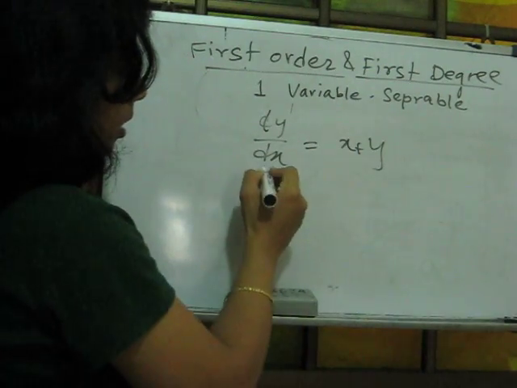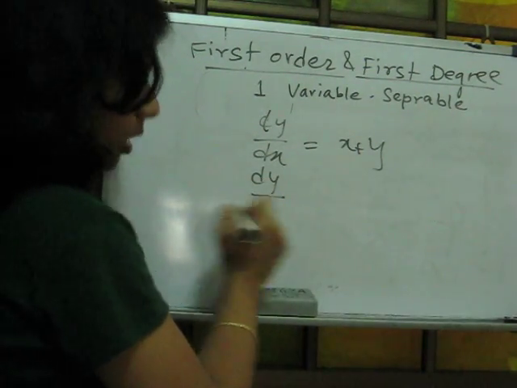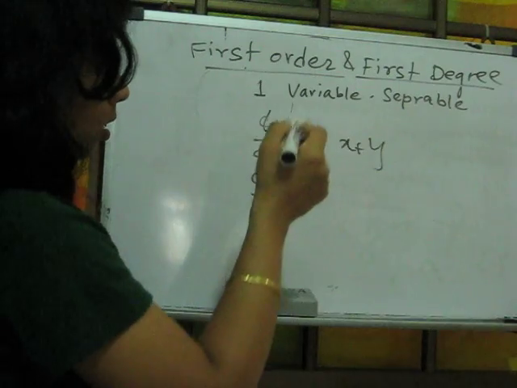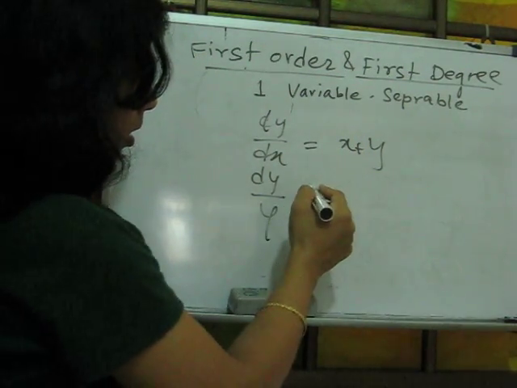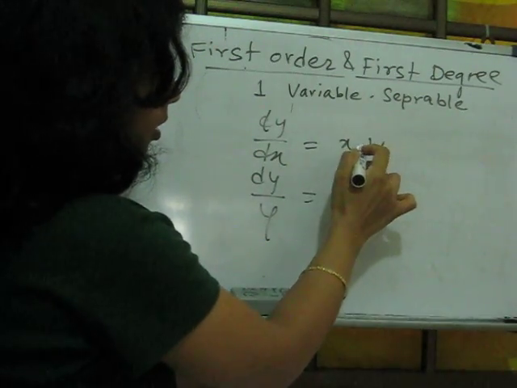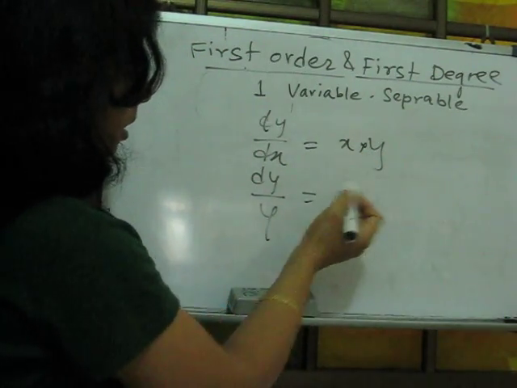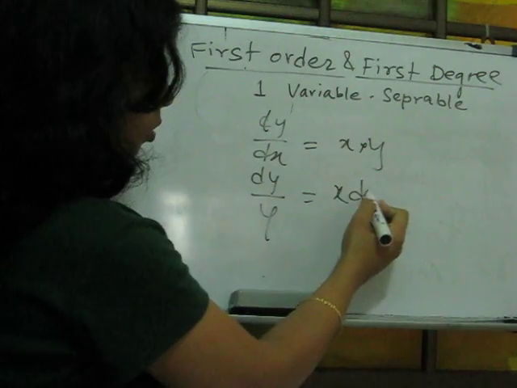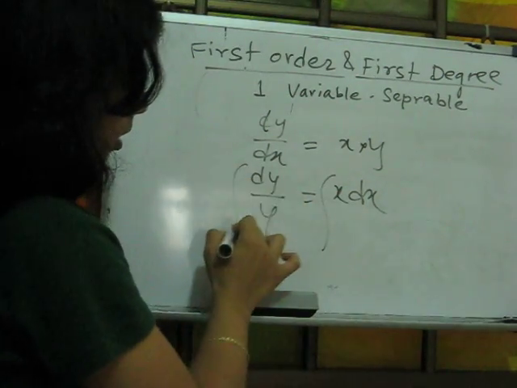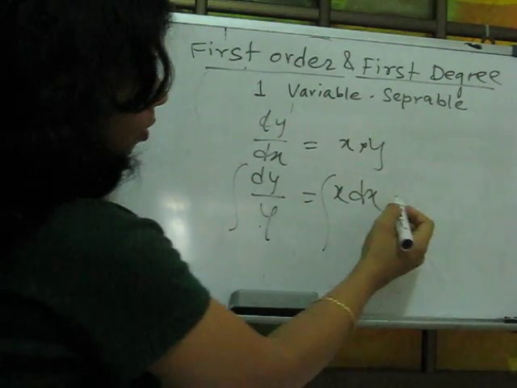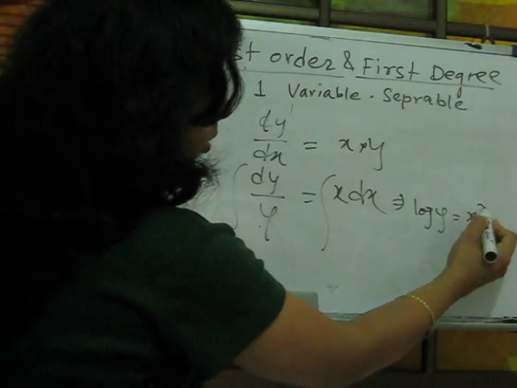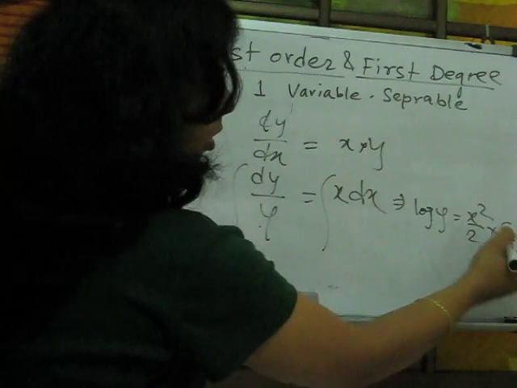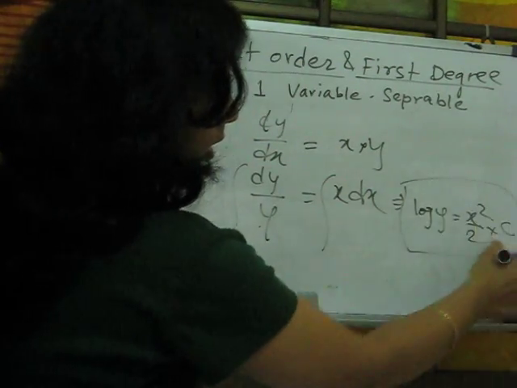Okay, so one more: dy by dx equal to x plus y. So we can easily divide, dy upon y equal to, this is not plus, this is multiplication, equal to xy. So dy upon y is equal to x dx. Next step, integrate. It is log y, and x square by 2. So this is log y equal to x square by 2 plus c. Your required solution is this.